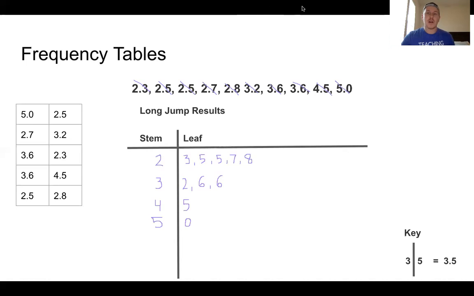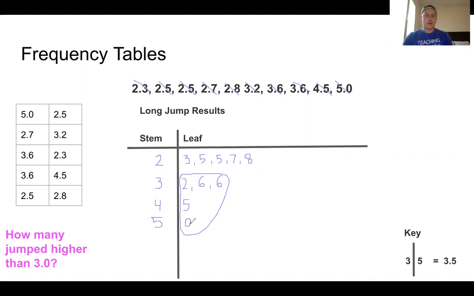Let's answer a question about our stem and leaf plot, okay? So how many jumped higher than 3 and 0/10? That might seem like it's a little tough to figure out, but all we have to do is take a look at where 3 and 0/10 are and count how many people did that. So I noticed that at 8, that's 2 and 8/10. So that person did not jump higher than 3 and 0/10. The only people that jumped higher than 3 and 0/10 are these people. So it's 1, 2, 3, 4, 5. So there were 5 people that jumped higher than 3 and 0/10.